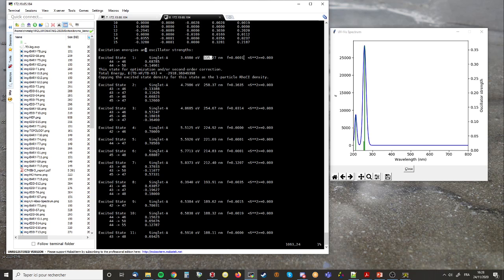The first excited state is at 335 nanometers, but the oscillator strength is super low, so you don't see it here. The first absorbing state is at 258 and is quite intense. It's this green bar. And then you have a 254 nanometer one, much weaker. Then we have a silent one, silent one, silent one, and then something at 212 here.